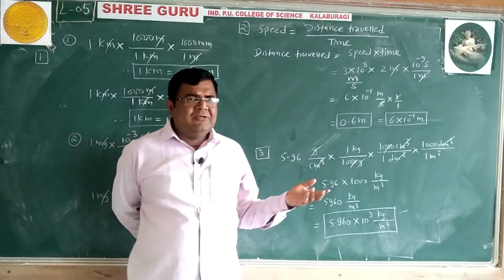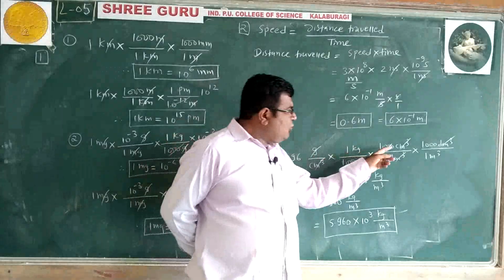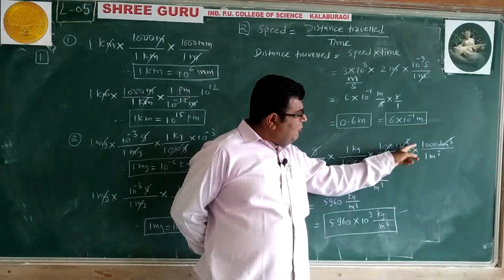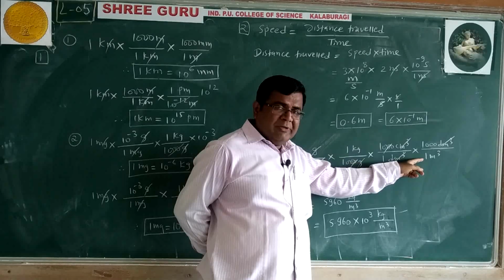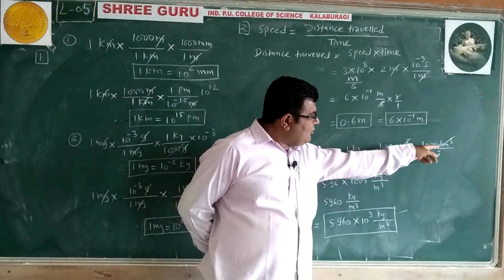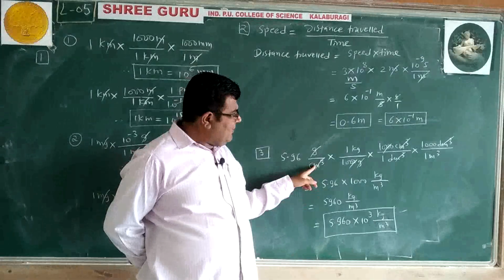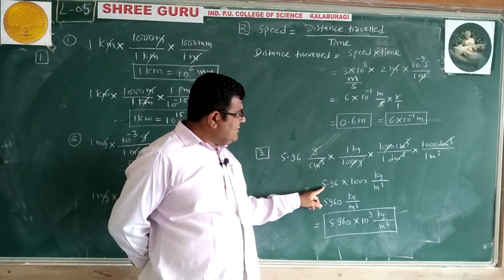We know that conversion. 1000 cubic centimeter is equal to 1 cubic decimeter, multiplied by 1000 cubic decimeter is equal to 1 cubic meter. Cubic decimeter, cubic decimeter, cubic centimeter, cubic centimeter, we have cancelled. What remains is 5.96.